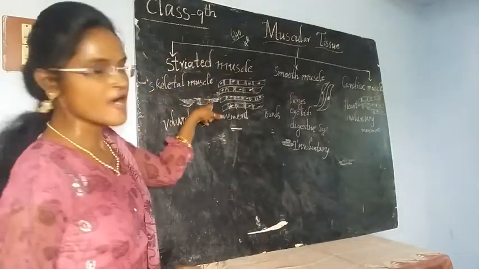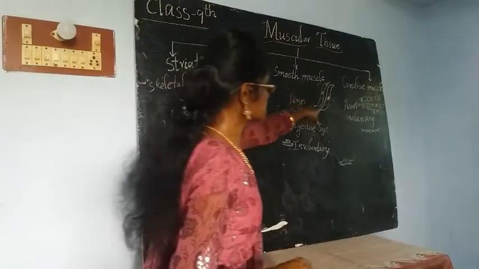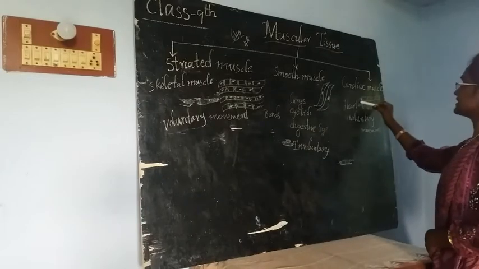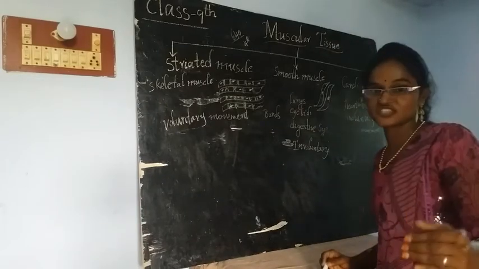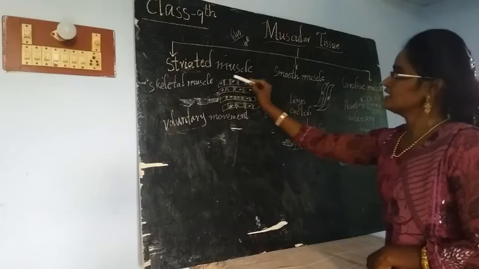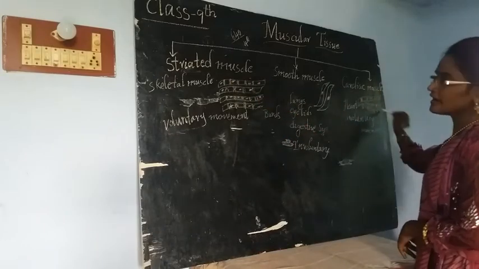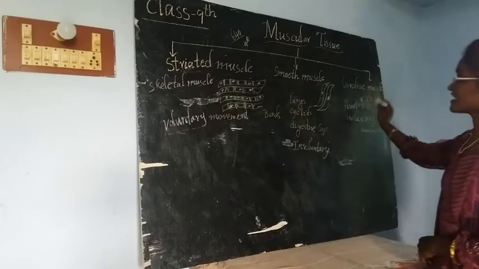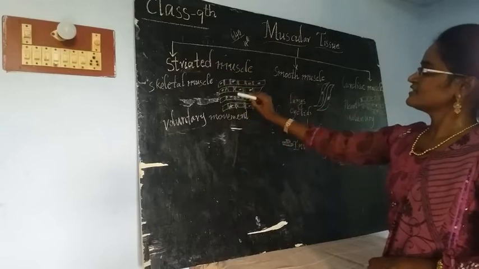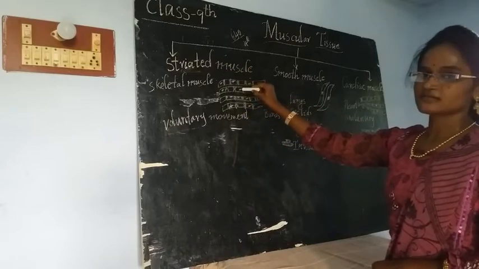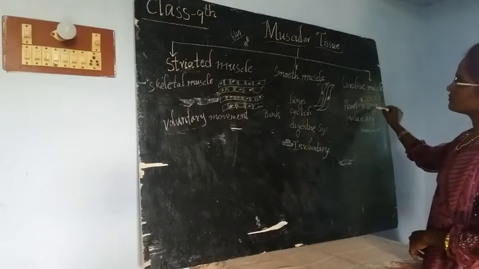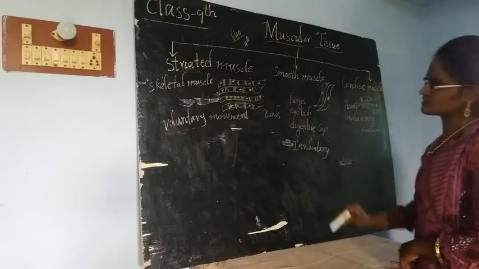Here the cells are long and cylindrical. Here these are spindle shaped. These are long and cylindrical, and at the same time they may show some branches. Whenever you see the cardiac muscle, they resemble striated muscles, but they have branches. They have striations like striated muscles. Here, the striated muscle may contain multiple nuclei. Smooth muscle contains only a single nucleus. Here also, the nucleus is present towards the poles.